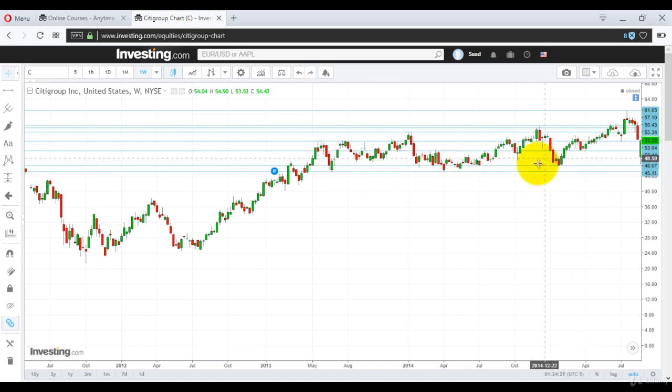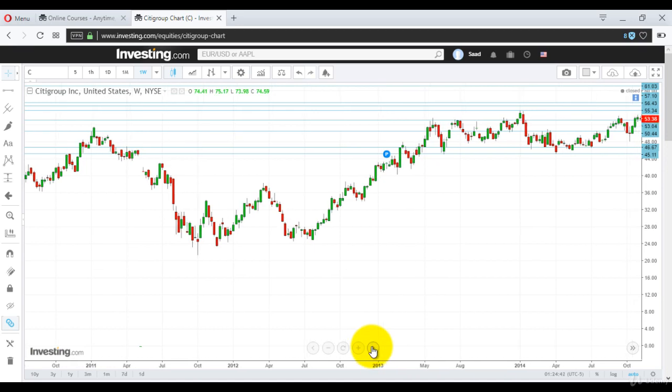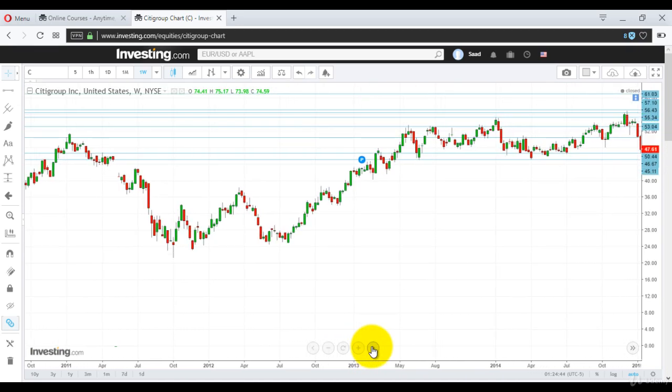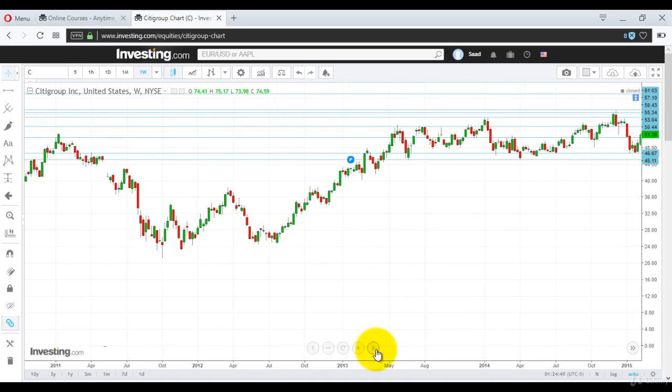If, let's presume, you didn't know what was ahead, you just formed the line on this low. This is the low, this is the low. Now this is 2014 April. Just move ahead. And what do you see? It fell off and took refuge around that same low. See?